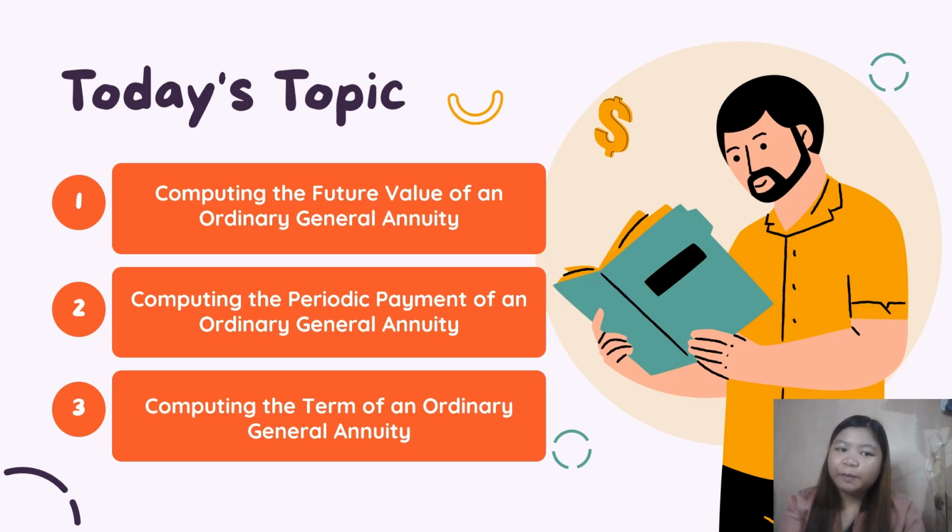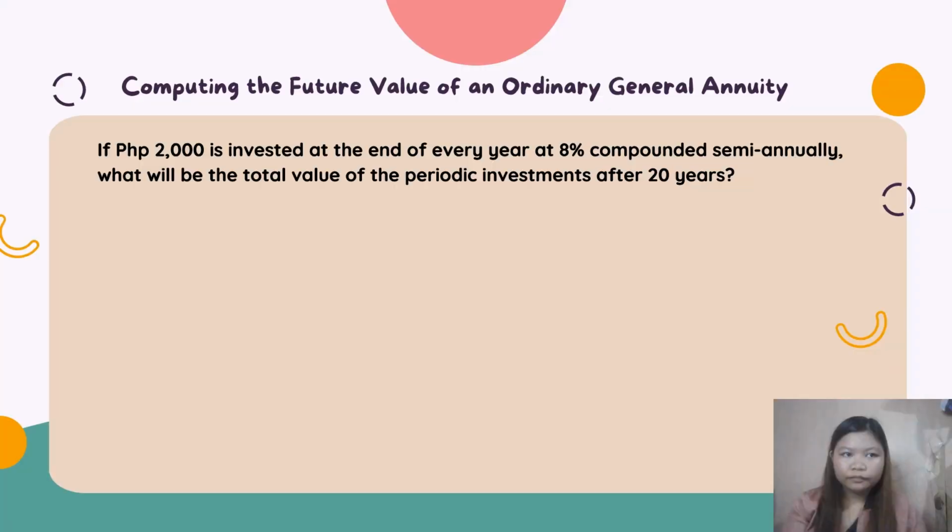For today's topic, we will compute the following. Number 1 is computing the future value of an ordinary general annuity. Number 2 is computing the periodic payment of an ordinary general annuity. Number 3 is computing the term of an ordinary general annuity. Now we will find out how to compute the future value of an ordinary general annuity. So we have an example here.